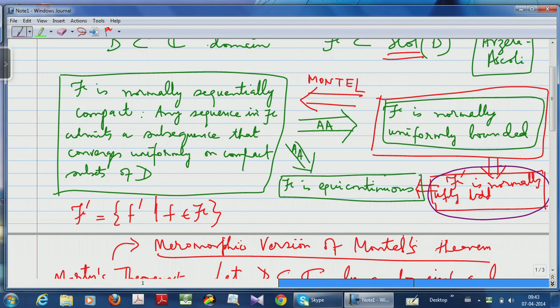Okay, but the only thing that can happen is that your sequence of analytic functions may go to infinity, because that is allowed now. See, if you go back and think, we proved the following thing. You take a sequence of analytic functions on a domain. If you take convergence with respect to the spherical metric, either they will converge to an analytic function or they will converge to the function which is identically infinity.